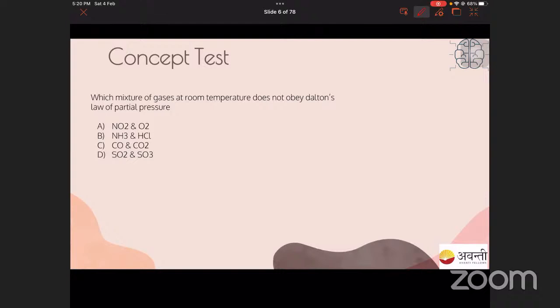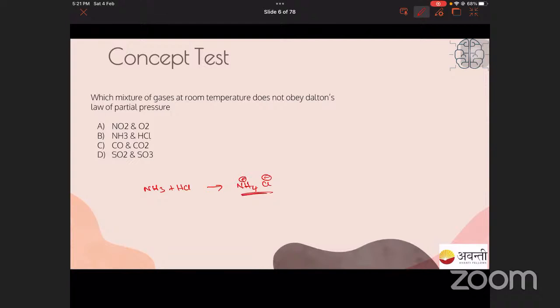What we need to see here is whether the gases are reacting with each other or not. If the gases are reacting, can you apply Dalton's law? No. The gases should not react with each other. NO2 and O2 at normal conditions will not be reacting, so fine, here we can apply Dalton's law. Next, NH3 and HCl, right? What are these? Base and acid. Will they react? Yes, these gases will react immediately to give rise to NH4+ and Cl-, where a dative bond is formed between nitrogen and hydrogen, right?